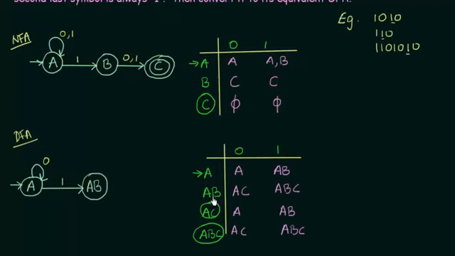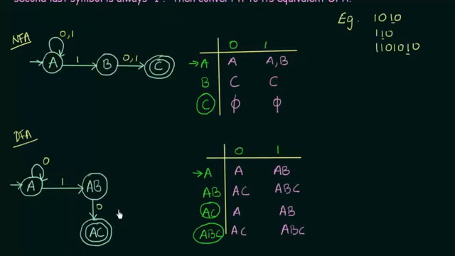Now let's come to AB. AB on getting input 0, where does it go? It goes to state AC. So let me make state AC over here, and let us remember that AC is a final state, so I have to put 2 circles around this AC. And AB goes to AC on getting input 0.